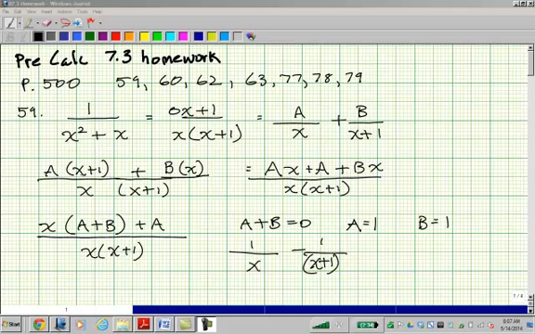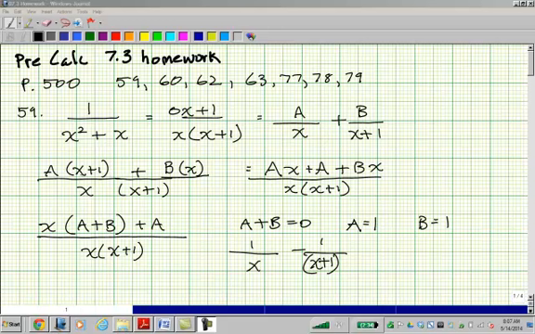The idea being, when we end up with these two fractions, if we add them back together again, we should end up with 1 over x squared plus x. So we simply create the two fractions with the variables a and b, a over x plus b over x plus 1. The next step is to put the two fractions back together again.